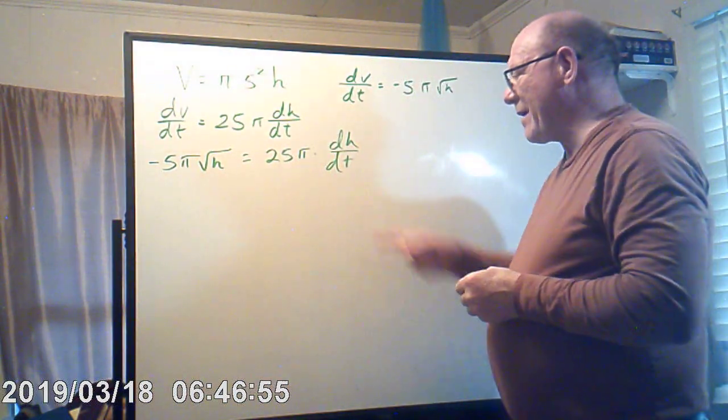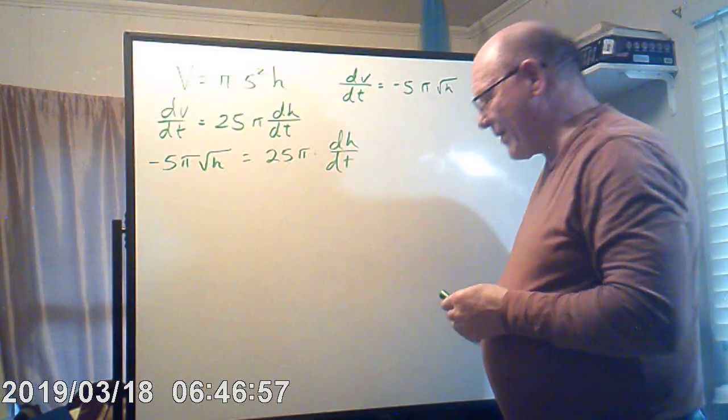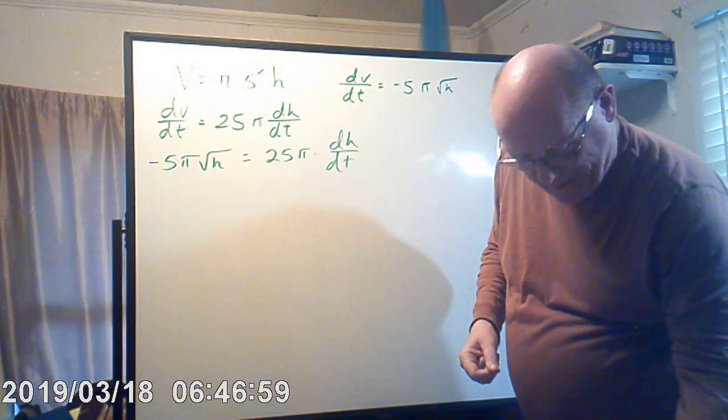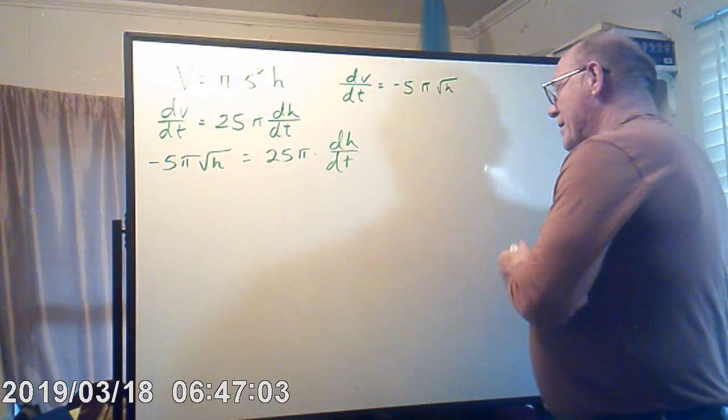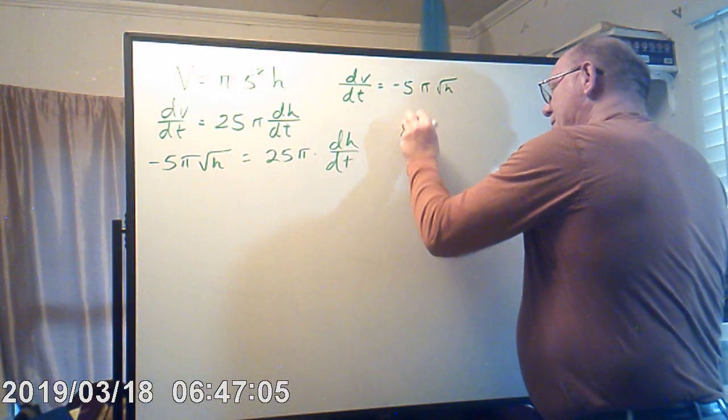And now that becomes easy to find. Now I think it does say show that dh over dt. We want to figure out what dh over dt is.